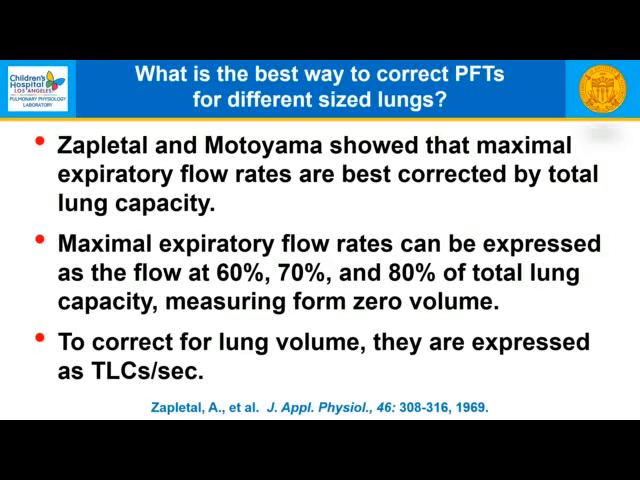And if one could measure maximal expiratory flow rates as the flow at 60, 70, and 80% of total lung capacity measured from zero lung volume, then to correct for lung volume, these were expressed as TLCs per second. So what that means is if somebody had a total lung capacity of 5 liters and a flow rate of, let's say, 7.5 liters, that would be 7.5 divided by 5, or 1.5 TLCs per second.